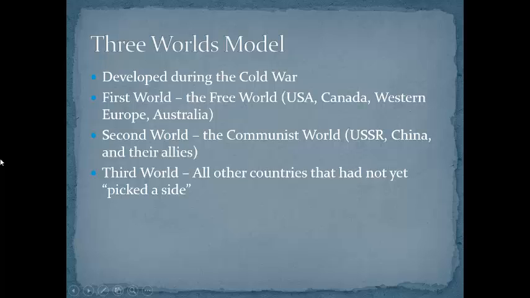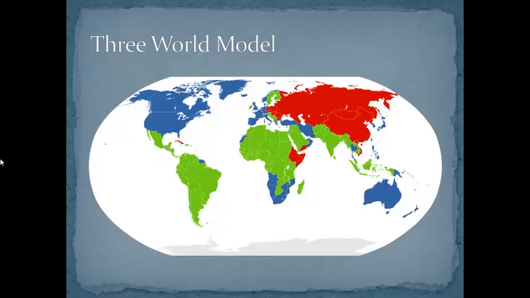So there wasn't a good fit for these countries that were developing, that were growing in their stage of development. There wasn't a place for them to go in this system. And so this is what the world looked like according to the three worlds model.